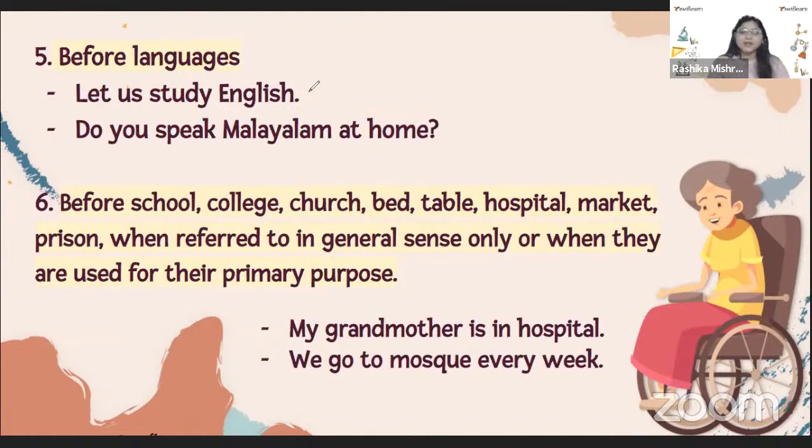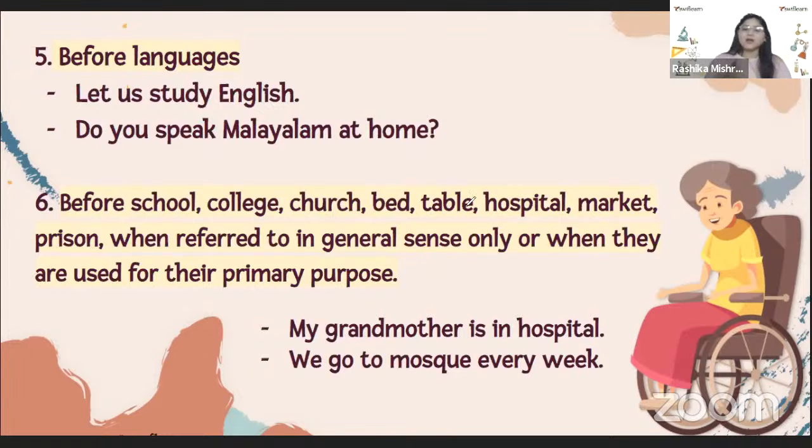But we have another example. We go to mosque every week. Why do we go to mosque? To pray to God, right? This is the primary function of a mosque. That is why we will not use any article here. Always remember these points.